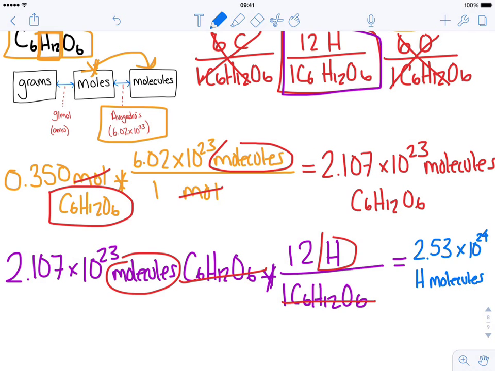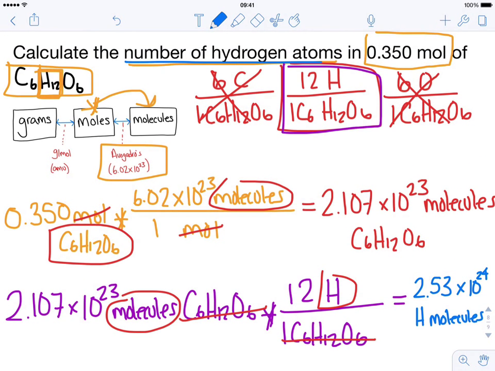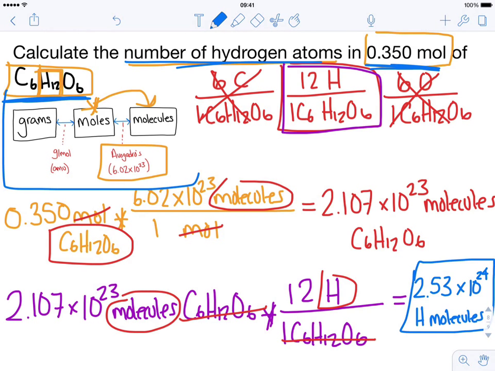Now, is that what the question's asking us for? Number of hydrogen atoms, and we have figured that out right here. All of our units have canceled successfully, and so this is the amount of hydrogen molecules in this many moles of this compound. So as you can see, these type of questions can get pretty messy. There are a lot of steps to them, but if you just follow this roadmap right here, the roadmap that we went over in the first slide, you really can't go wrong.